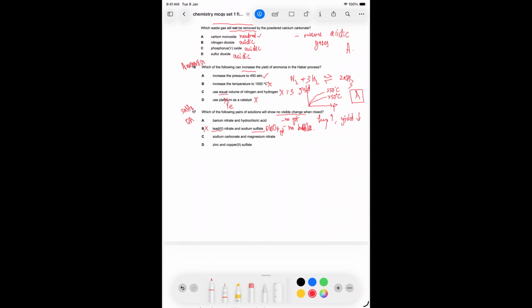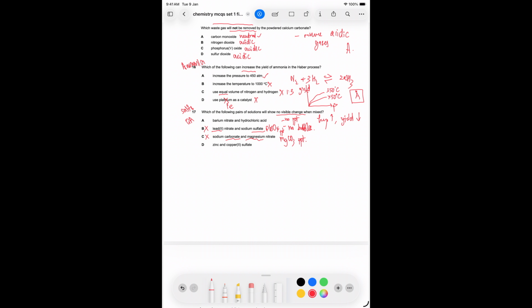Sodium carbonate and magnesium nitrate. If you exchange partner, you'll get what? Sodium nitrate and magnesium carbonate, okay? Magnesium carbonate is a PPT. So this, you're going to see some white PPT, so this is not the answer.